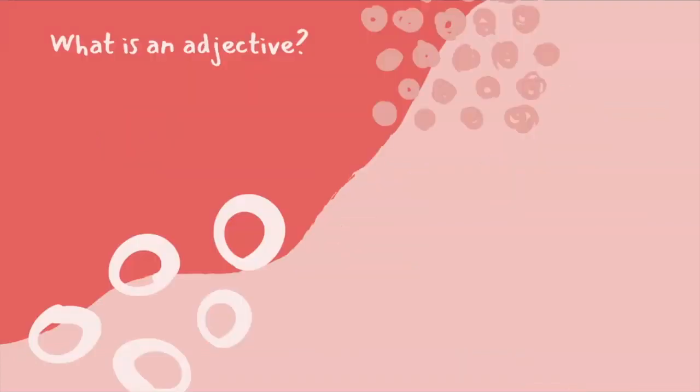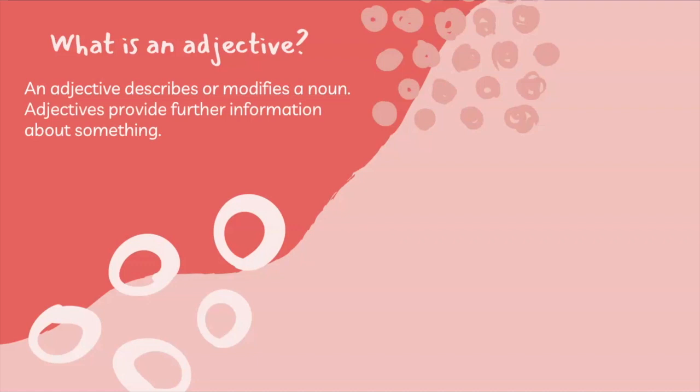So what is an adjective? An adjective is used to describe or modify a noun. We use adjectives to provide further information about something so that people will know something better. Like a great person. The word great here is an adjective to describe the person. A green car. Green is a color, and here we use it as an adjective to describe the car to give more information about the car.